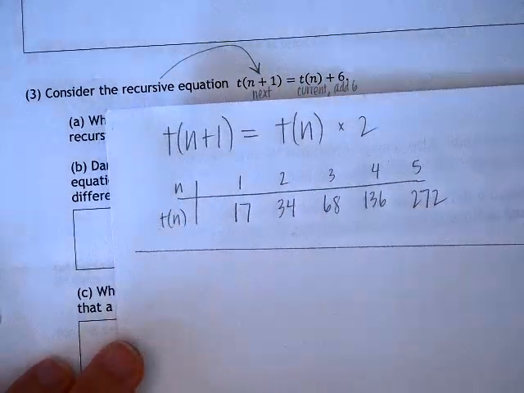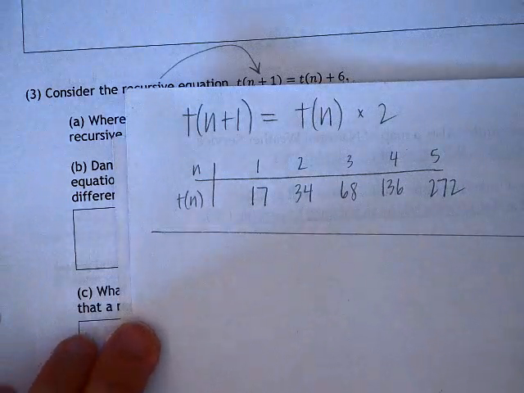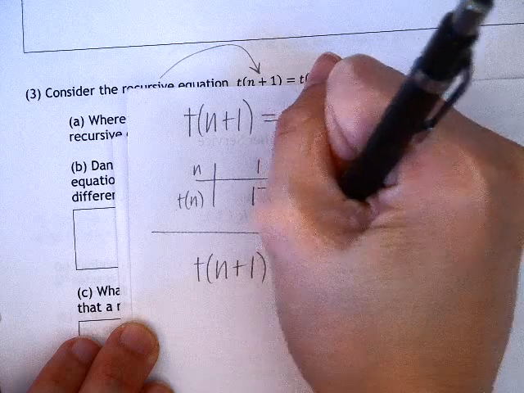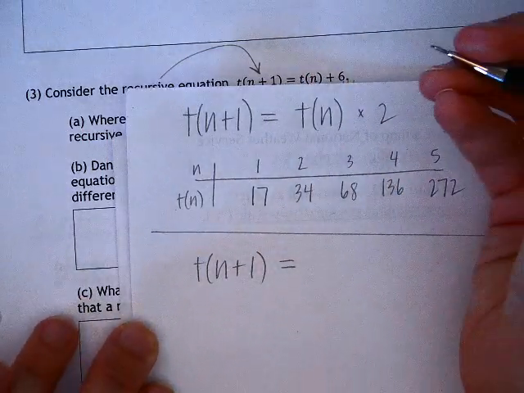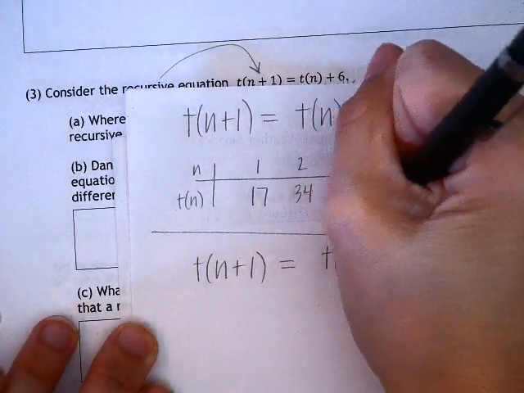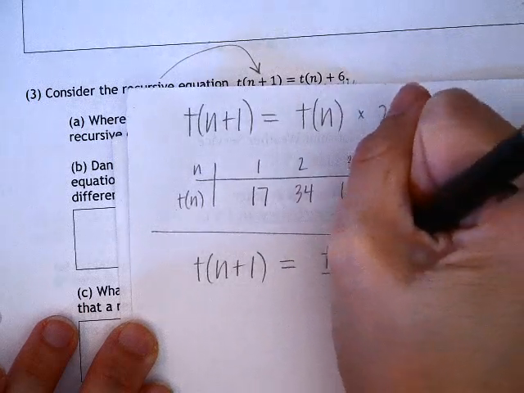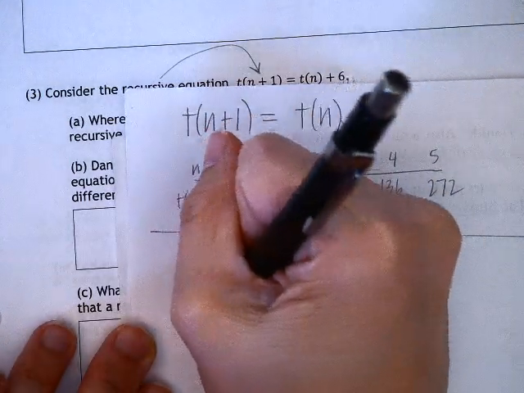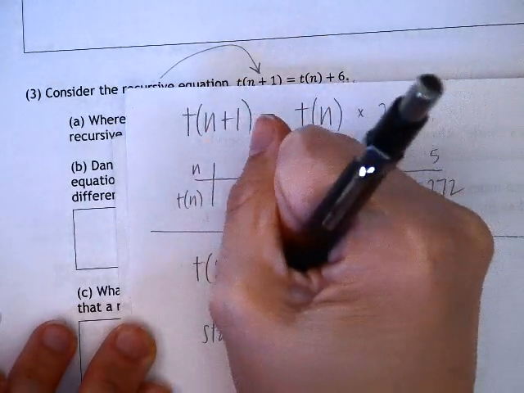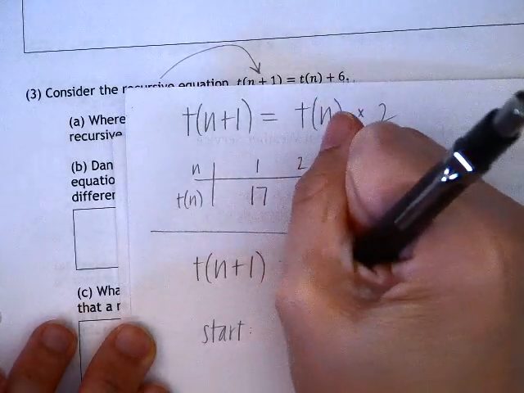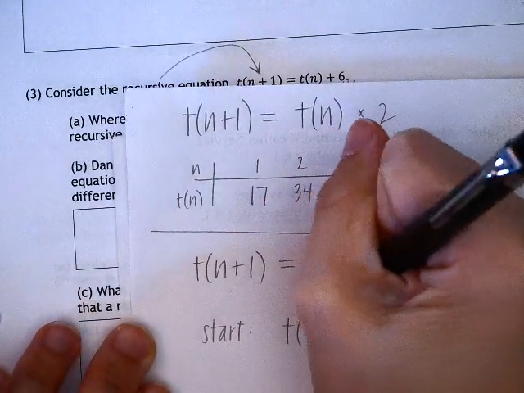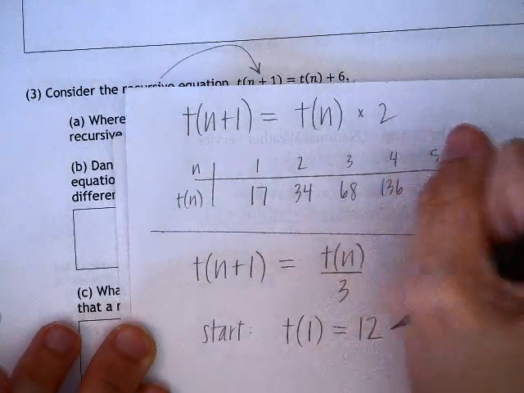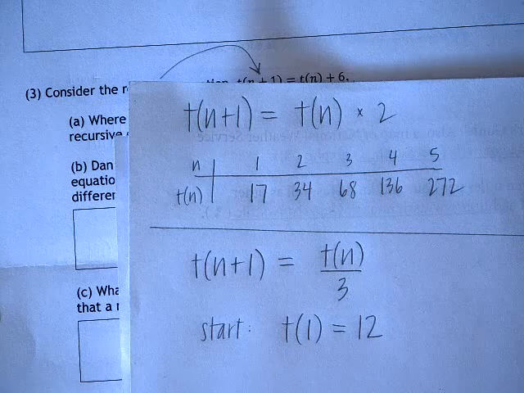Let's do another little thought experiment, but this time I'm going to give you more info. This time it might not feel like I'm trying to trick you so much. T of n plus 1 equals, and again I'm just going to make up something, let's try T of n divided by 3. But this time I'll tell you where to start. I'll give you the first term. The first term is going to be 12. I'll give you that right off the bat.